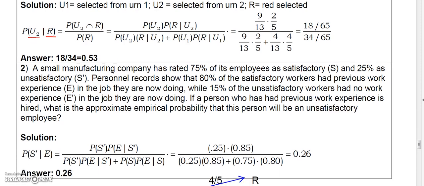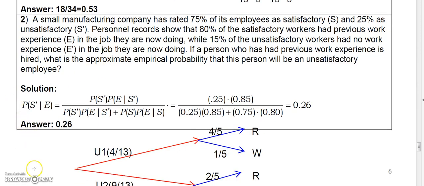So now I'll set up for the second one. In the second one, it says a small manufacturing company has rated 75% of its employees satisfactory and 25% as unsatisfactory. So we'll call S for satisfactory and S prime for unsatisfactory.